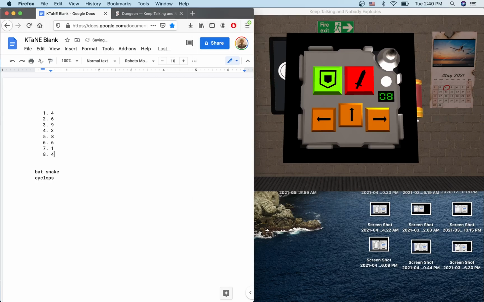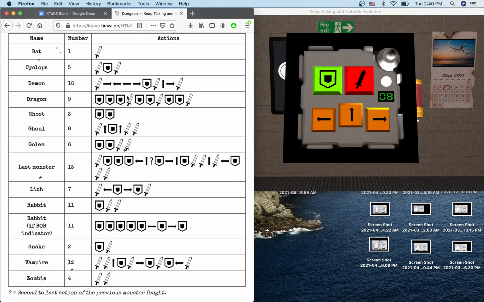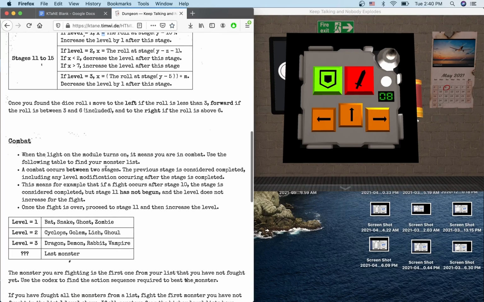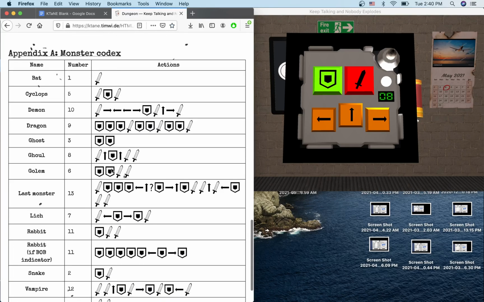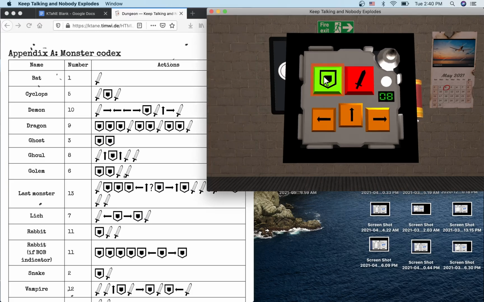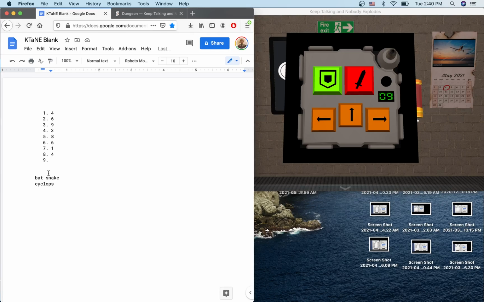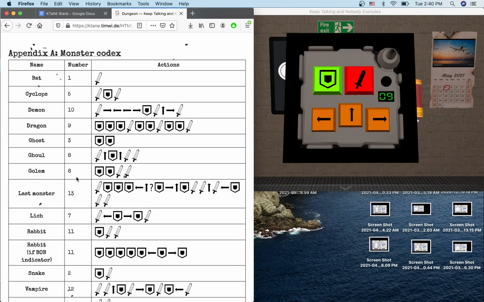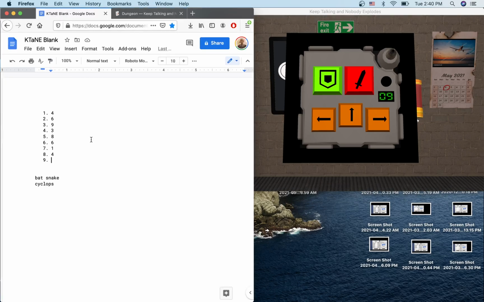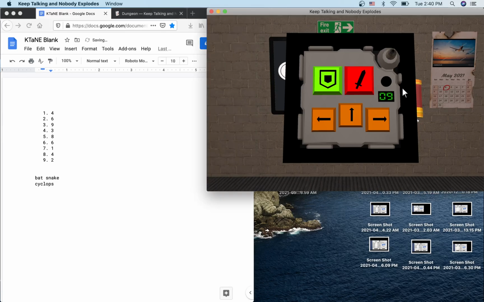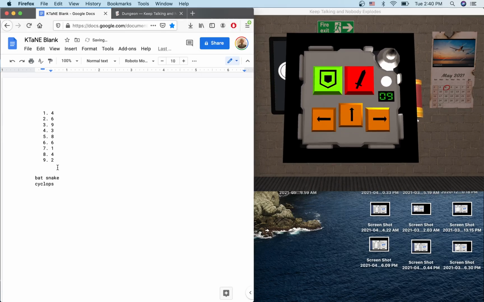Now we are fighting a monster. Next monster in level 2 is a golem, which has associated symbols block, block, sword, sword. Then 4 minus the number the golem is, so 4 minus 6, negative 2. That's a 2. We're moving to the left. Fighting another monster. Oh, I didn't write down golem, did I?